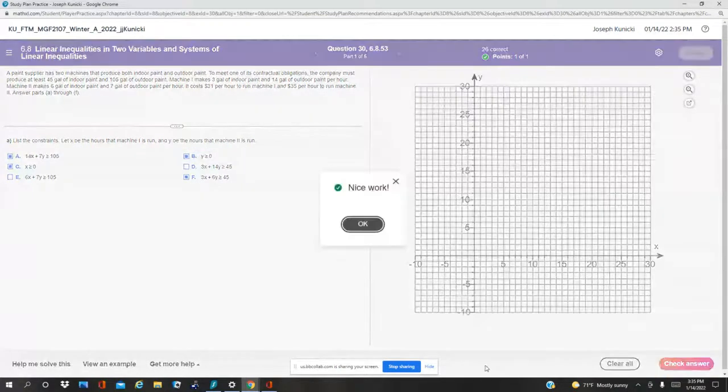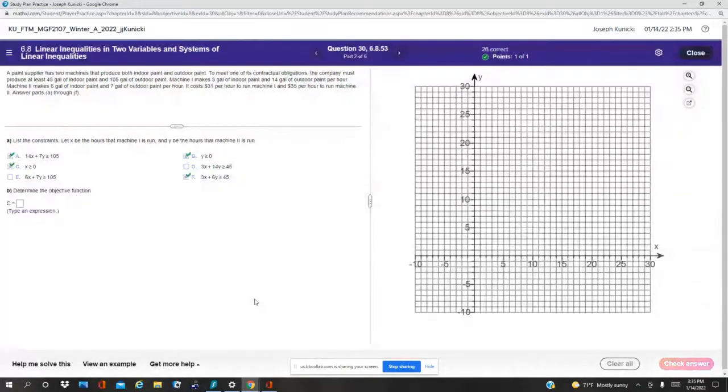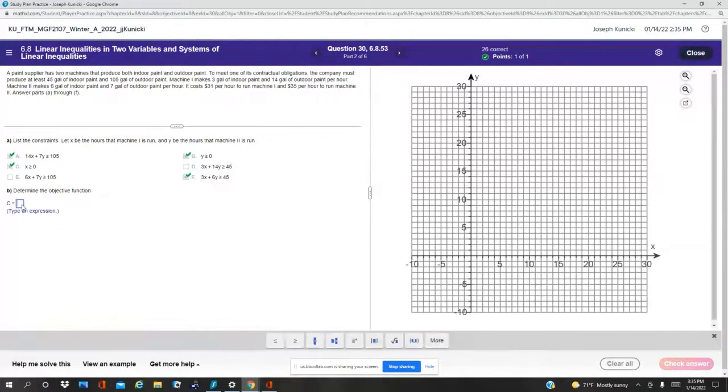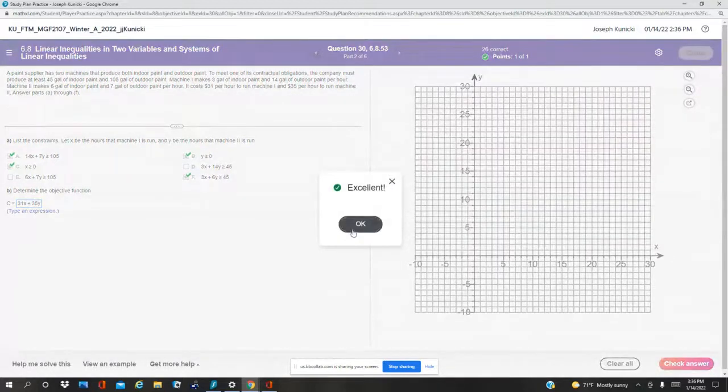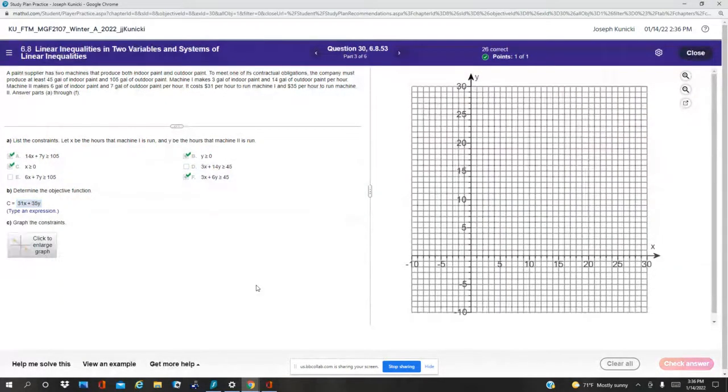So check answer. Okay, good work. Now we want to draw those. First, the objective function. The objective function is the last sentence. Machine 1 costs $31, so that's 31X. Machine 2 costs $35, so that's plus 35Y. So that's going to be the function that we either minimize or maximize, depending on what they're looking for. So check answer. Okay.